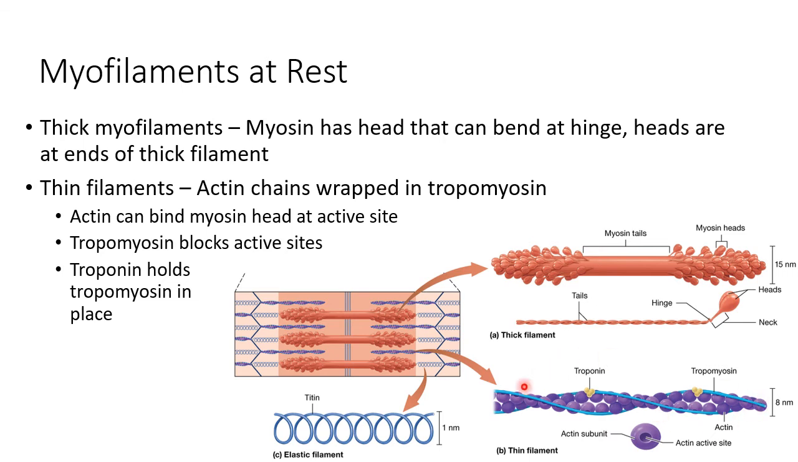Then your thin filaments are mostly made out of actin. The active site on the actin is normally blocked, or at rest it is blocked, by tropomyosin. And then the tropomyosin is anchored in place by troponin. So in order to have contraction, you have to reveal the actin active sites so that myosin heads can grab them. In order for that to happen, you have to move the tropomyosin out of the way. In order to move tropomyosin, you have to remove troponin, which is anchoring it in place.